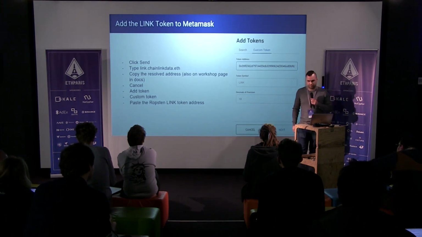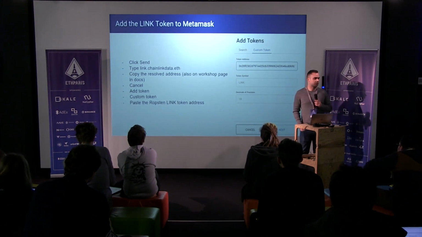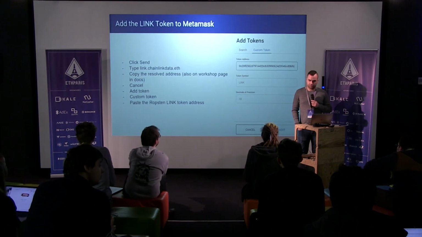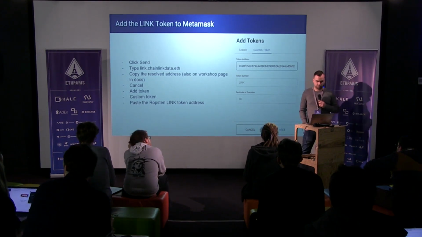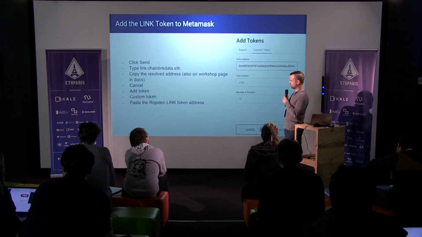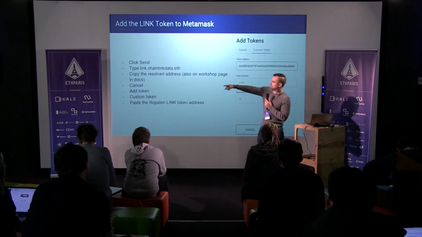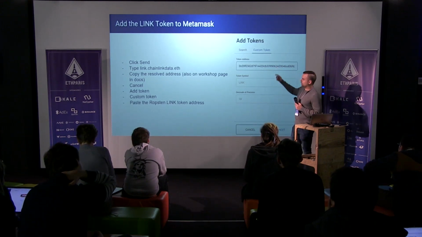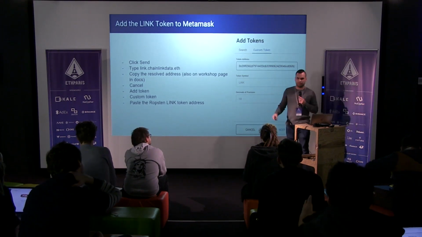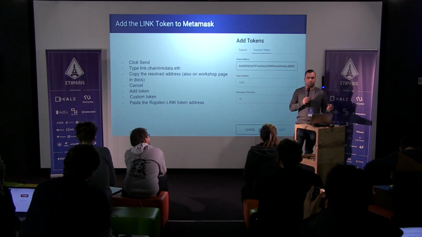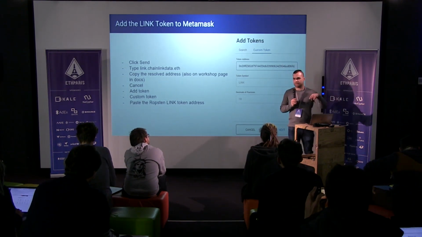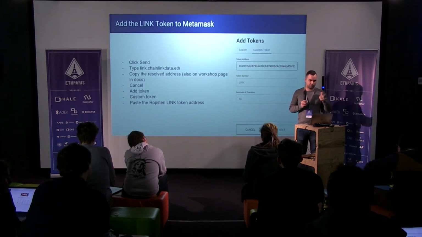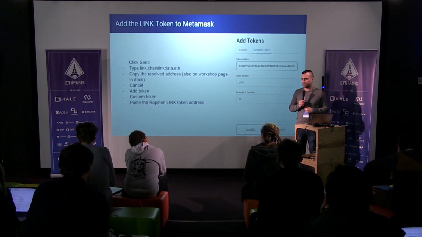To make this easier for yourself, you want to add the Link token onto your MetaMask in Ropsten. You can use the ENS address for that. If you add a custom token in MetaMask, just type the ENS address. It should resolve, and then you get the token, just add that. Once you put in your Ropsten address and it's confirmed, you'll see the Link in your balance. Once you've got that and you've got some Ethereum, you're pretty much ready to go.